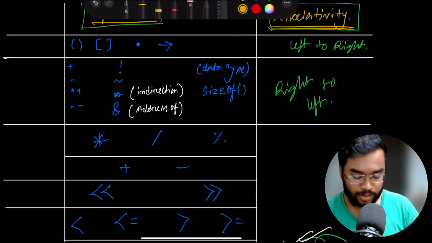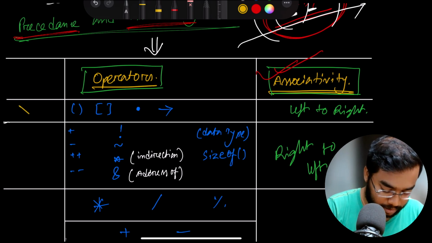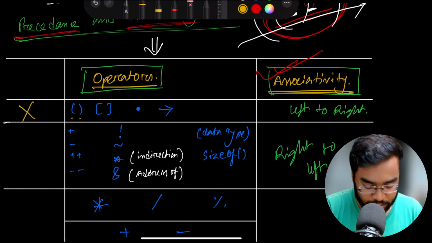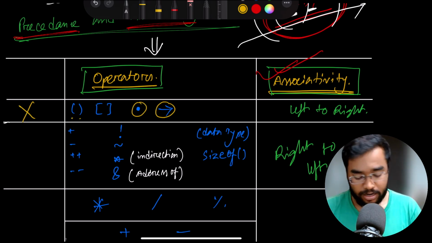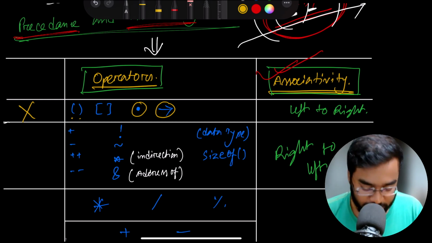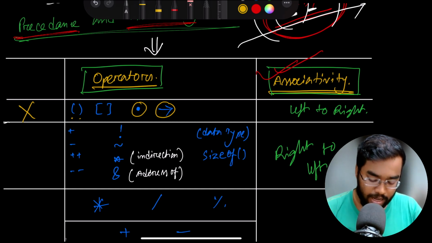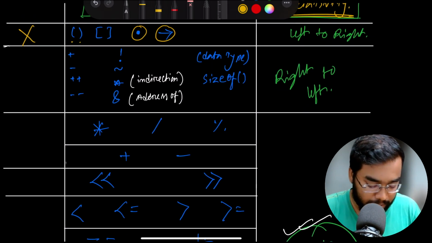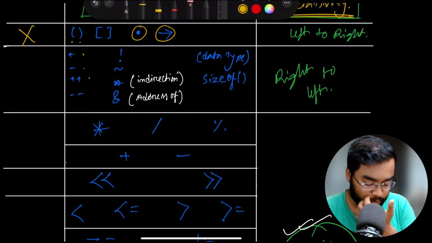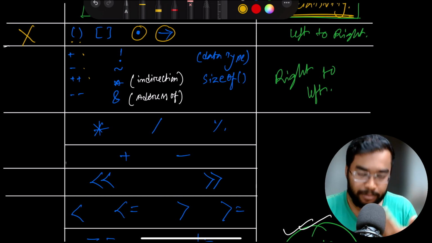by your own. Okay, so here these are the parenthesis operator. This is called period, and this is called arrow operator. These are the operators we will be talking about in the structure chapter. Okay, so I'm putting a cross here, and these are unary operators: unary plus, unary minus. Okay, and then there are the increment and decrement operators.